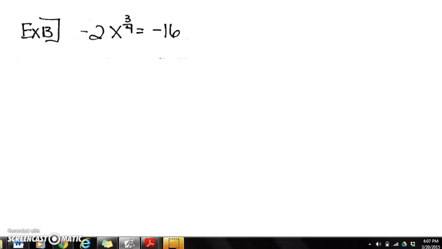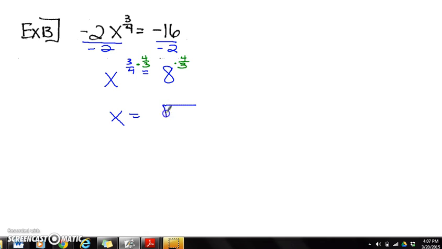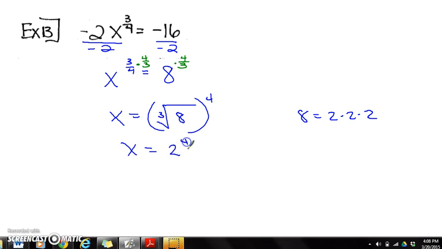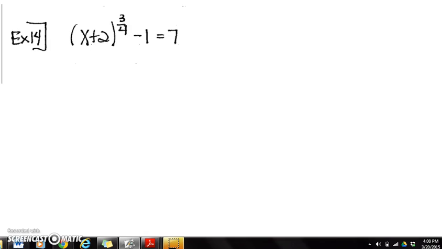Next problem, come on board. All right, here you're dividing by a negative. So you divide by -2 on each side. You get x to the 3/4 equals a positive 8. You take everything to the 4/3 power. So you are going to get x equals the cubed root of 8 to the 4th power. You guys know the cubed root of 8 because 8 is 2 times 2 times 2. So the cubed root of 8 is 2 to the 4th power. 2 to the 4th power is 16. That is our answer. Pause if necessary, moving on.